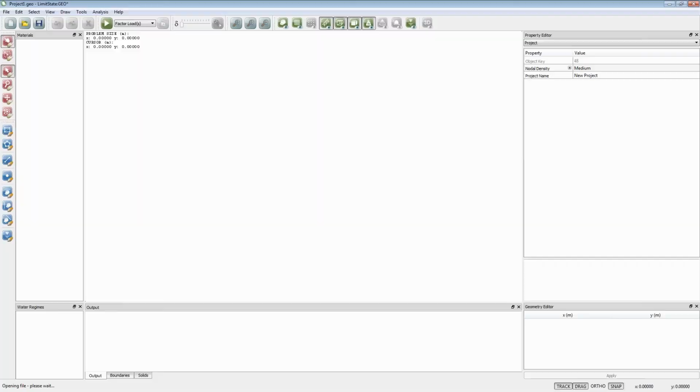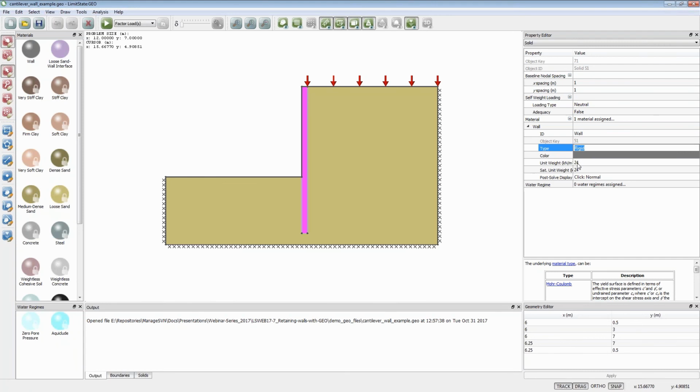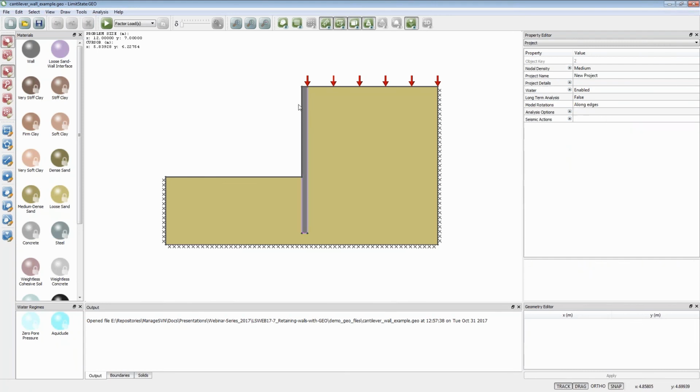Open that one. So here I've made a model of a cantilever sheet pile wall. In this particular model, I've modeled the wall as a very thin block of essentially a rigid material with a unit weight of 24. So I'm actually representing a concrete wall in this case. And I can define interface elements between the soil and the wall. So that's my interface material.